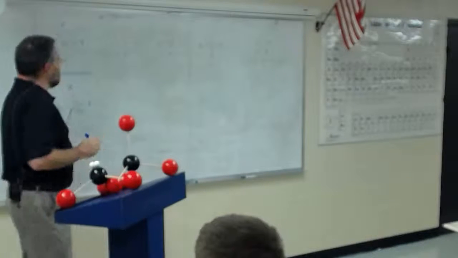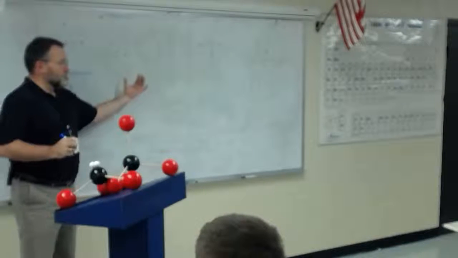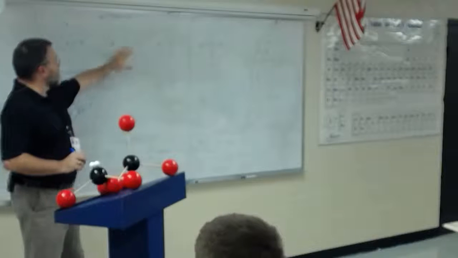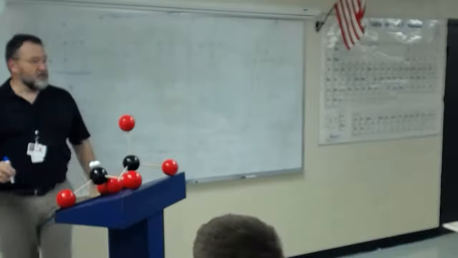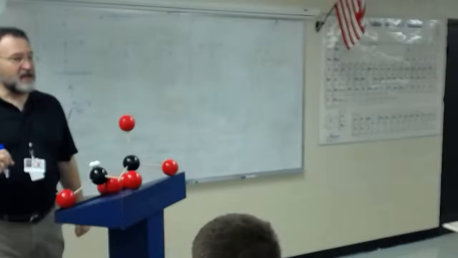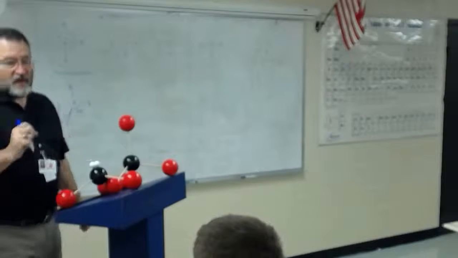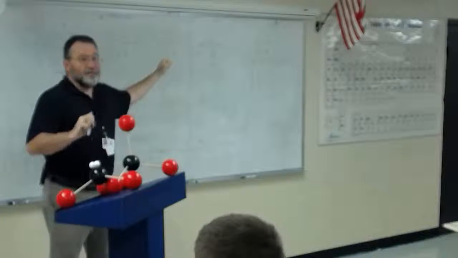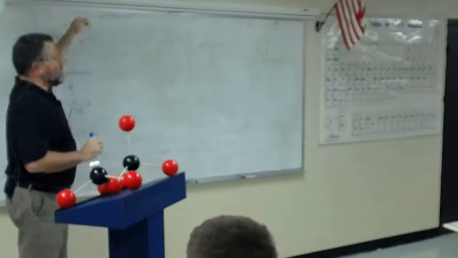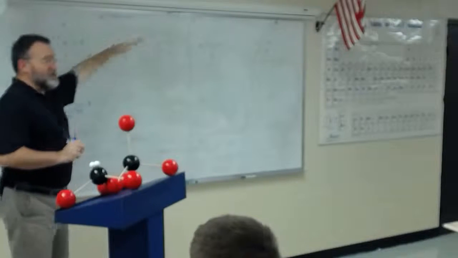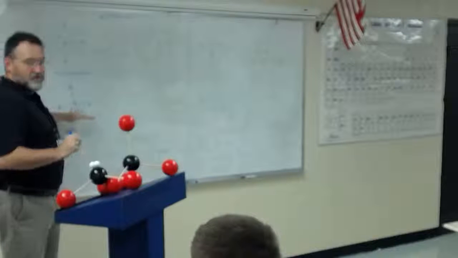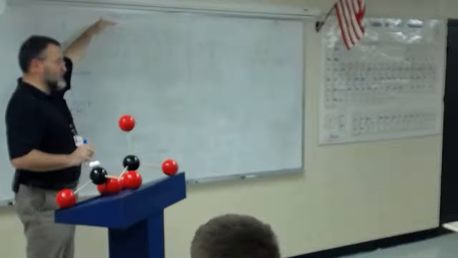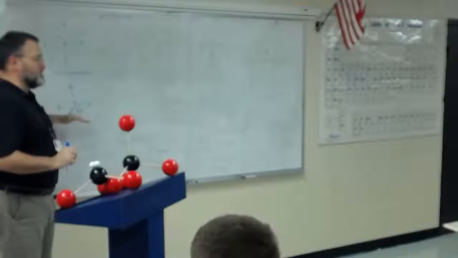Okay? The next shape over. It has four things attached to the central atom. Three single bonds and an unbonded pair. Because it has four things, it is based on a tetrahedron. But it's not a tetrahedral. See the difference? It's based upon a tetrahedron, but it's not a tetrahedral.